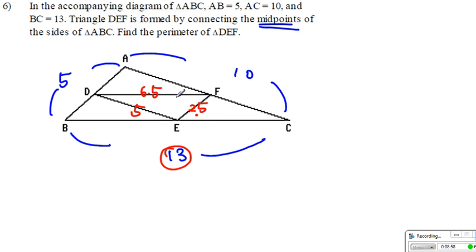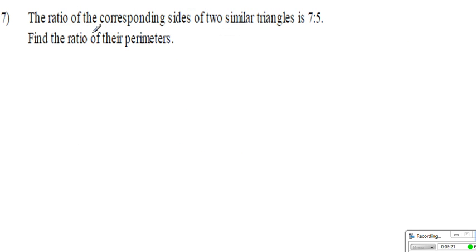So when you add up all those three values, 2.5 plus 6.5, we get to realize that that's equal to 14. So therefore 14 must be its perimeter. Alright, let us continue. Number 7. Ratio of the corresponding sides is 7 to 5. And find the ratio of their perimeters. In fact, perimeters will still be 7 to 5.